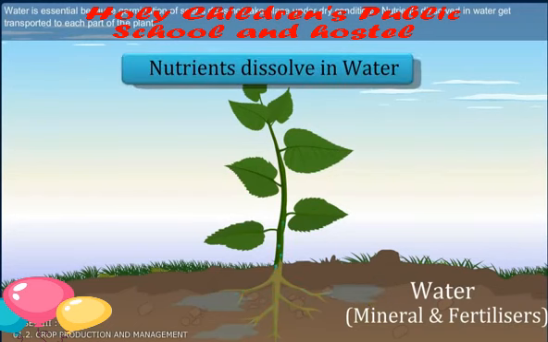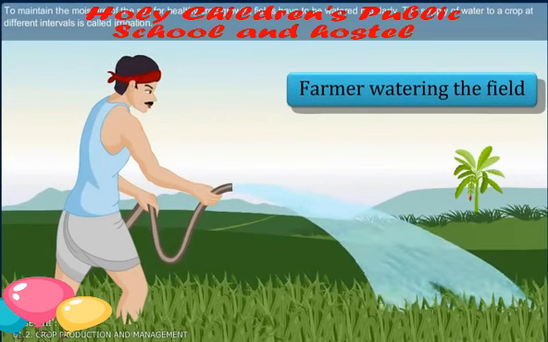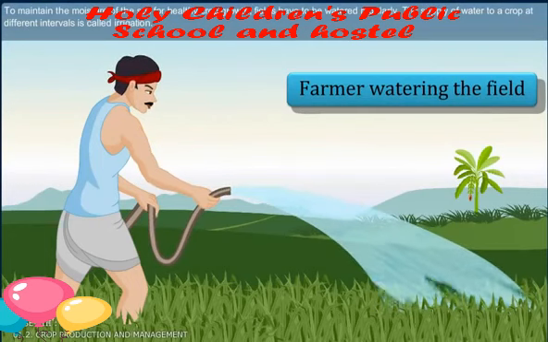Nutrients dissolved in water get transported to each part of the plant. To maintain the moisture of the soil for healthy crop growth, fields have to be watered regularly. The supply of water to crop at different intervals is called irrigation.